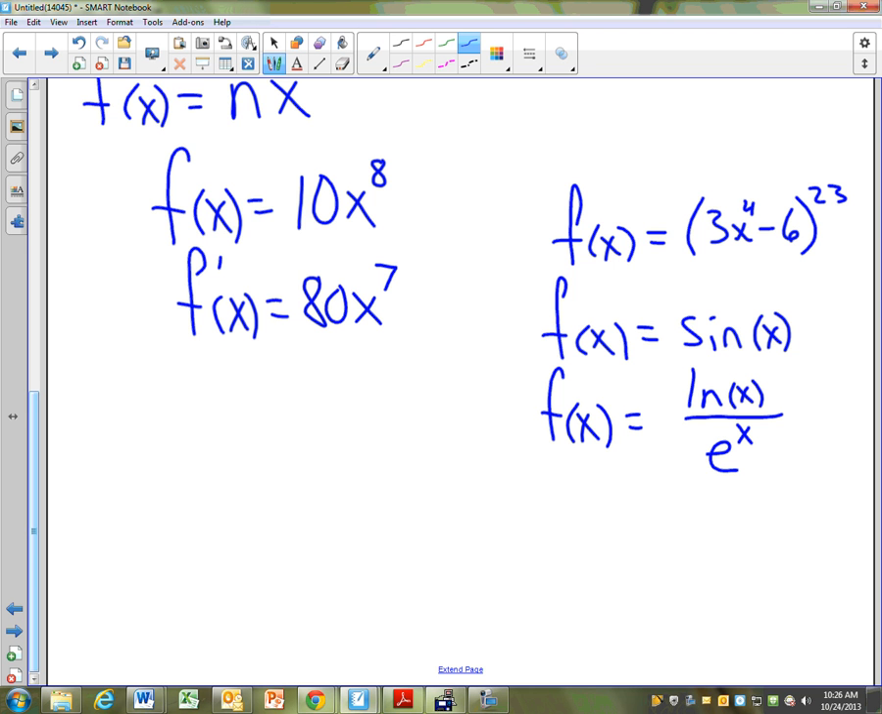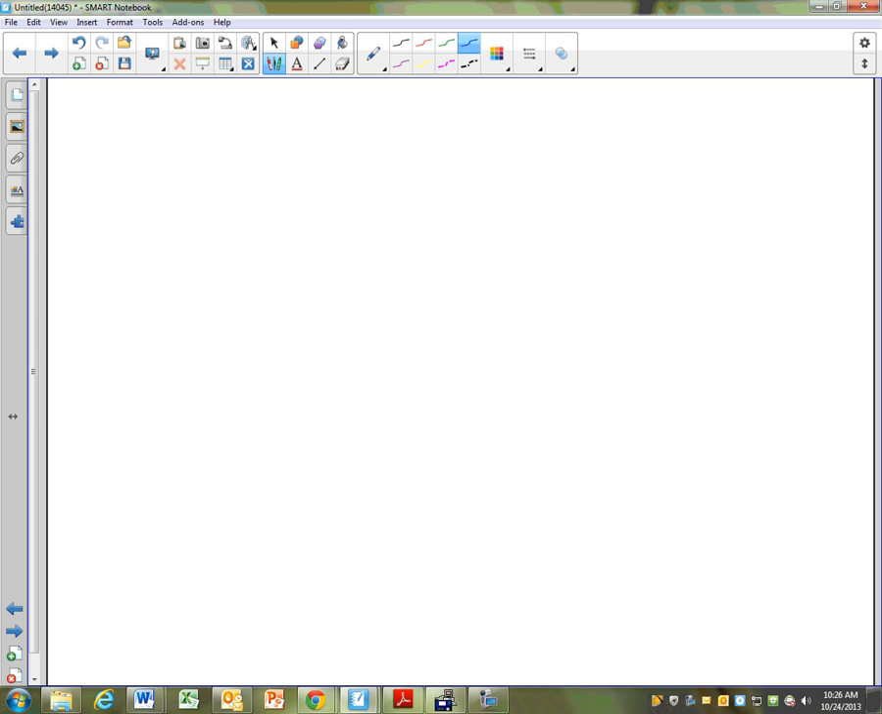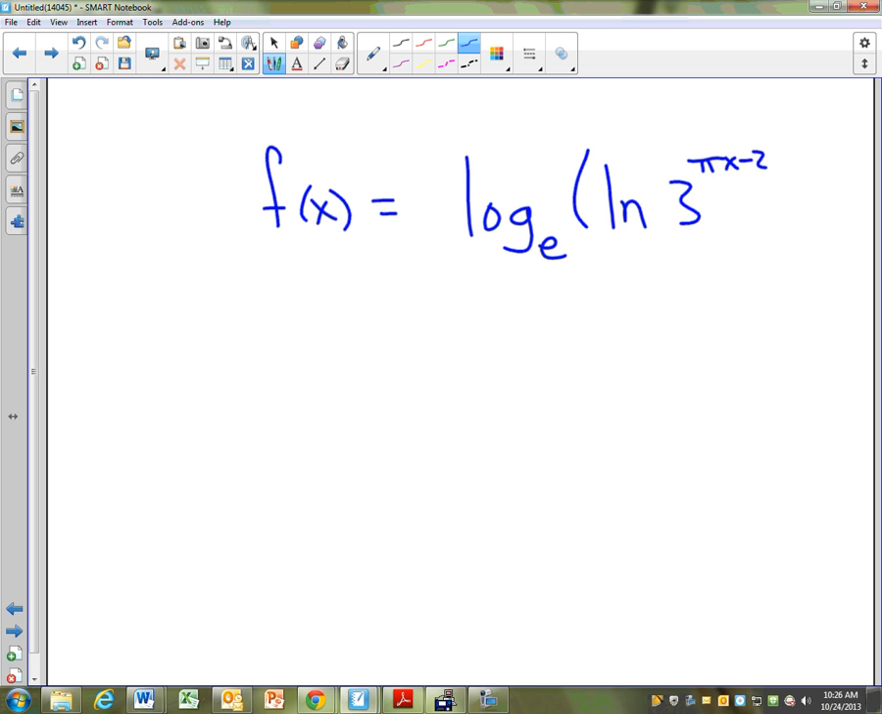How about the natural log of x over e to the x? How about... what about that?